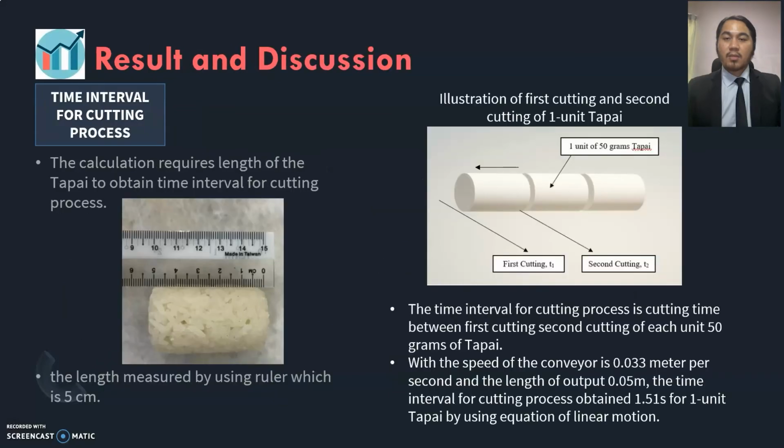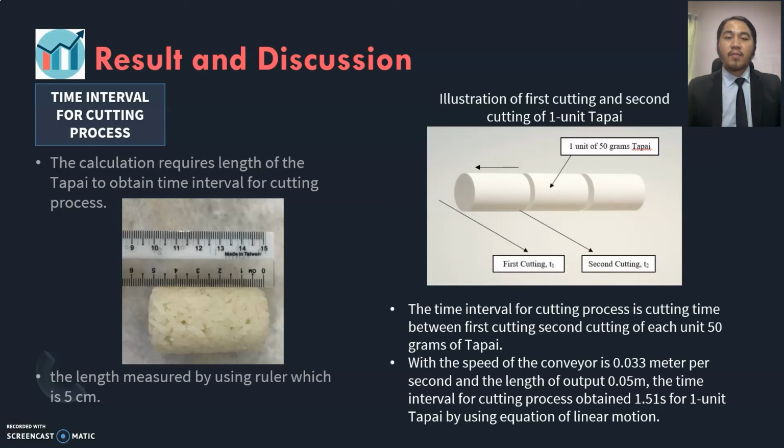Result and discussion. The first result is the time interval for the cutting process. The calculation requires the length of the tapai to obtain the time interval for the cutting process. The length of the tapai, measured using a ruler, is 5 cm. The figure shows the illustration of the first cutting and the second cutting for 1 unit of tapai.